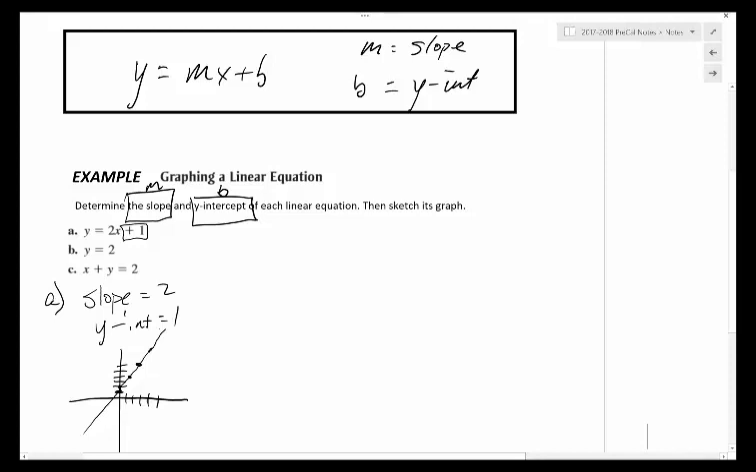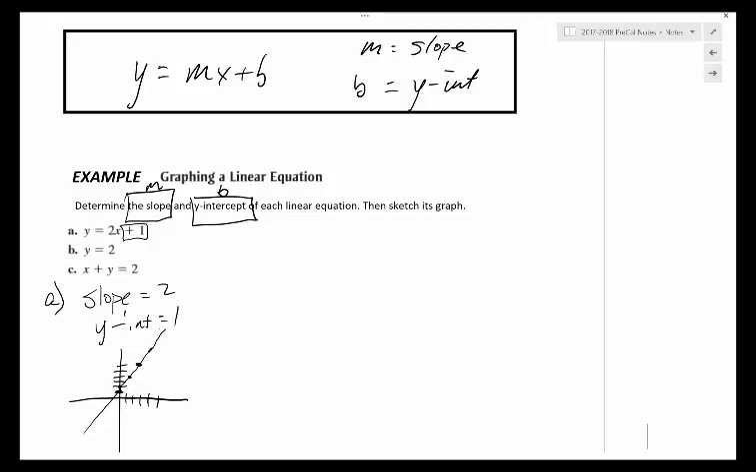there's my graph. Now, if I were using the point-slope form that we had on the last page, what I would do is graph the point that's there, and then graph the slope from that and get the sketch.